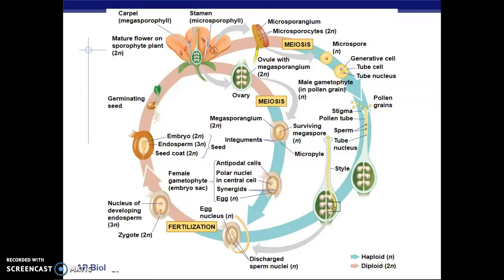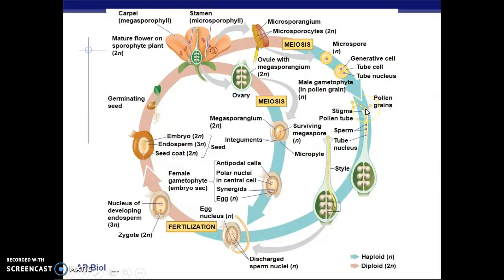In this slide, we are looking at the life cycle, and we will look at double fertilization. So here is the flower, the mature flower on a sporophyte plant, which is diploid. We are looking at the carpel, the female part, and the stamen, which is the male part. Inside the stamen, inside the anther, which is also known as the microsporangium, are the diploid microsporocytes, which undergo meiosis and then mitosis, producing the male gametophyte, which is in the pollen grain.